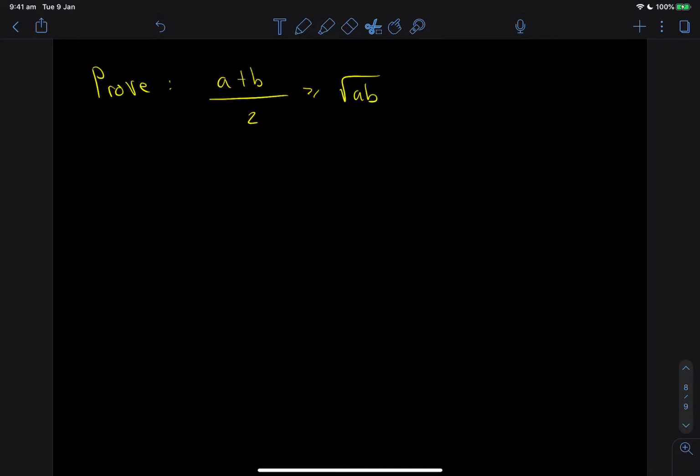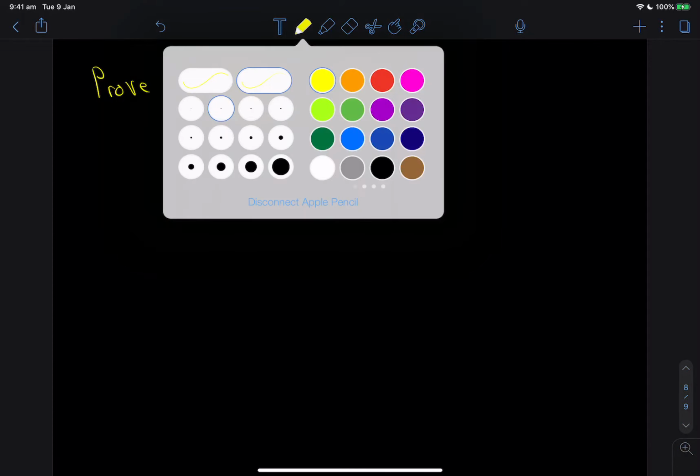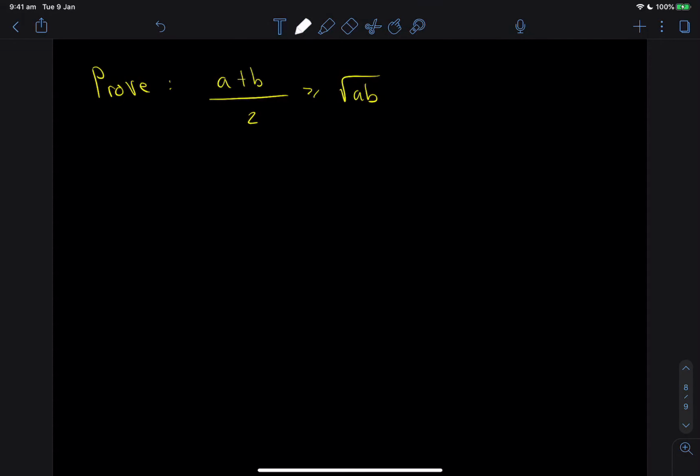Okay, so in this video we're going to be looking at the proof of (a + b)/2 is greater than or equal to the square root of ab. So in this question, we're essentially required to show that this is the arithmetic mean, and this is greater than or equal to the geometric mean.